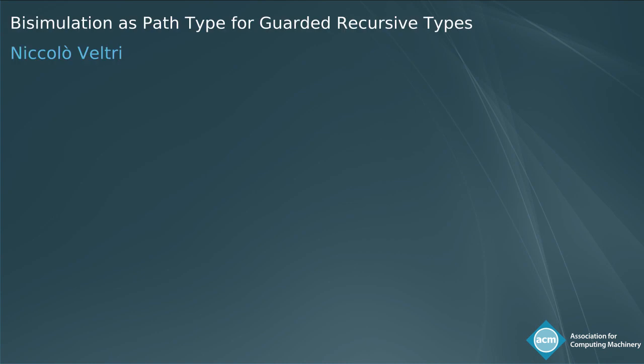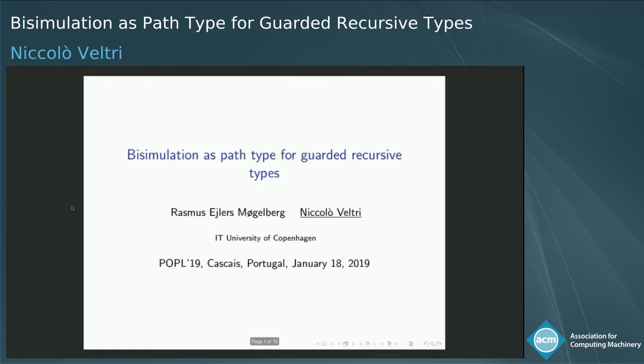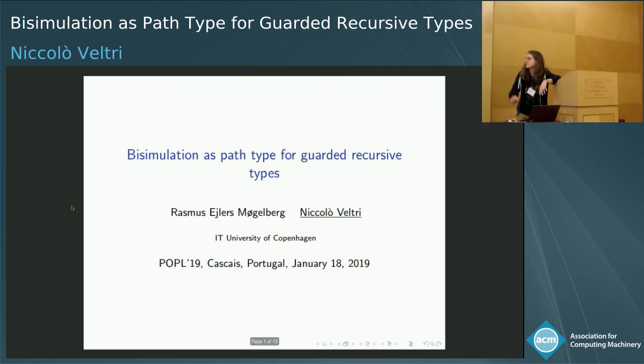Type theory, and the question is, can we gain something for coinduction?